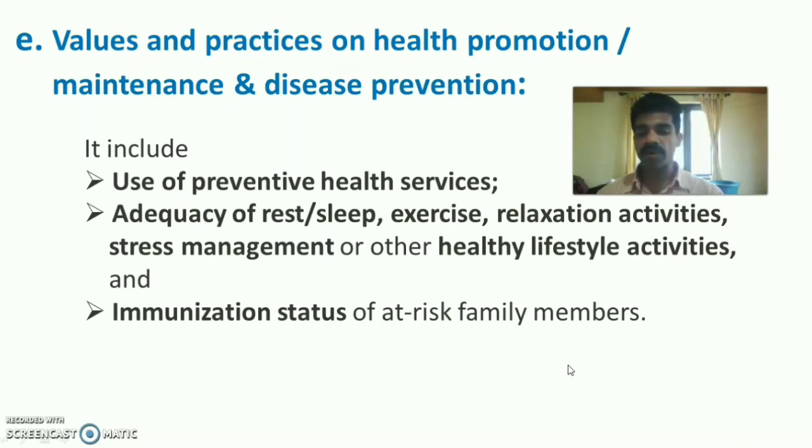Then it also includes the immunization status of the family members, especially the risk groups among the family members, such as under 5 children, pregnant ladies, etc. So this all comes under the information collected under values and healthy practices of the family members for health promotion, health maintenance and disease prevention. So these are the 5 different types of data that come under assessment of the health needs of the family members.